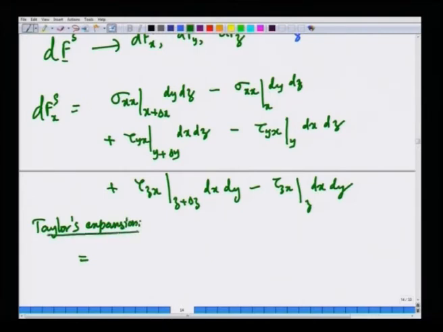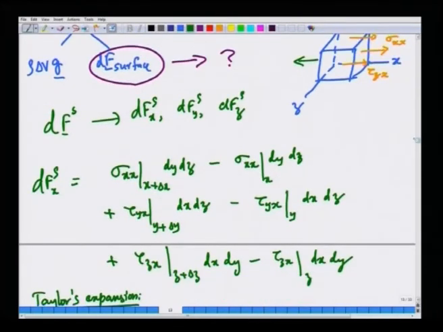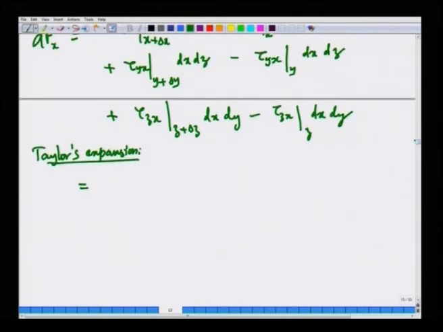Okay. We have to use the Taylor's expansion. Again, to reiterate, for the negative sign, we have to simply add all the forces in the x direction. The negative sign is because this unit normal is acting in the minus x direction. Similarly, the unit normal on this face is in the minus y direction and the unit normal on that face is in the minus z direction.